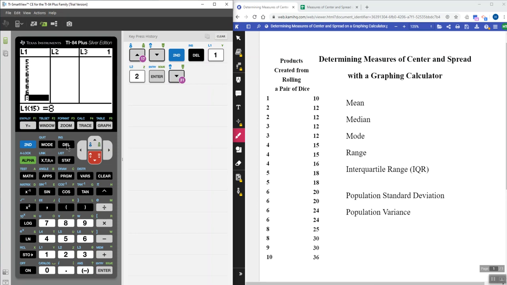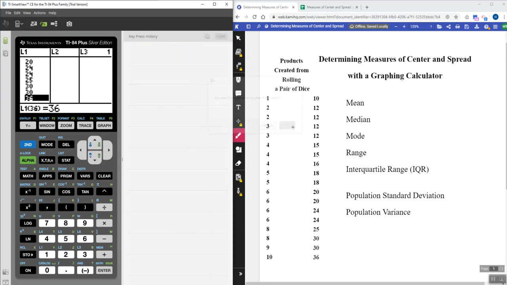This is a good thing to check for. You don't want to find all these statistics only to realize that you left off a number, especially if it's a large number, it can really throw things off. So that's my check. Okay, now that I have that done, I'll clear out these keystrokes for you so you can just watch what's going on.